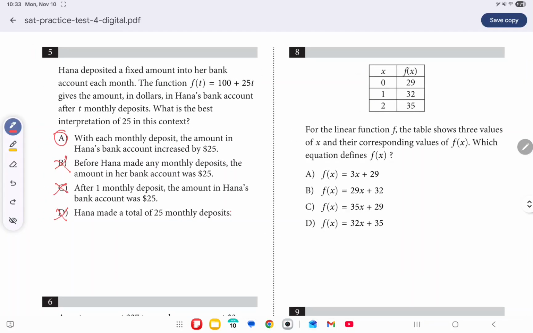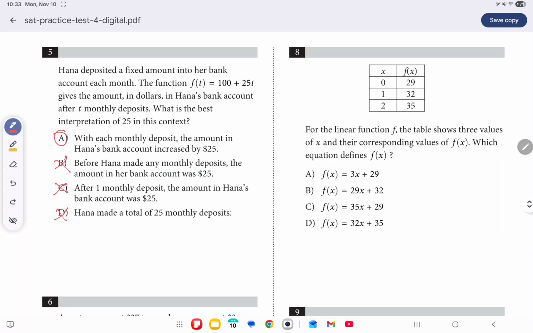Okay. Question number 8. For the linear function f, the table shows 3 values of x and the corresponding value of f of x. Which equation defines f of x? Okay. Here, there's 2 ways to solve this problem. There's a mathematical way, and then there's just a method of plugging in and checking.